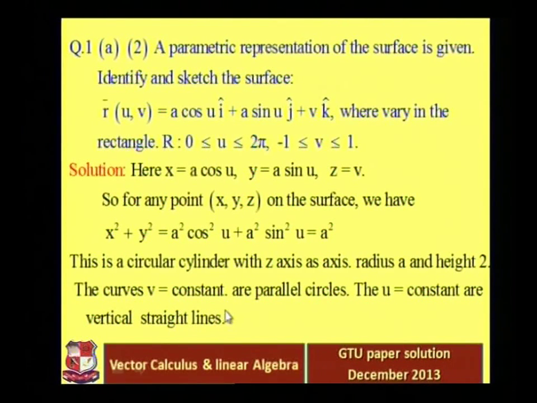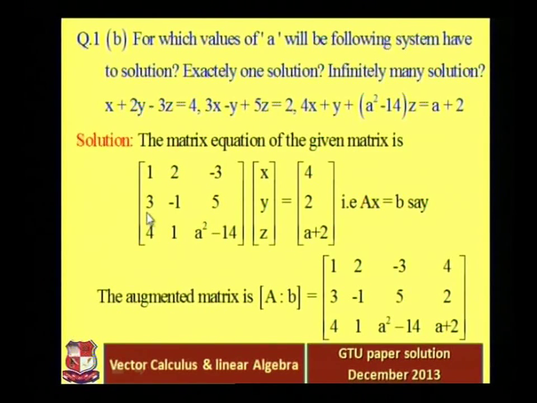The curves v = constant are parallel circles and the curves u = constant are vertical straight lines. So here is the complete solution of question 1a, second part. Next question, question 1b.